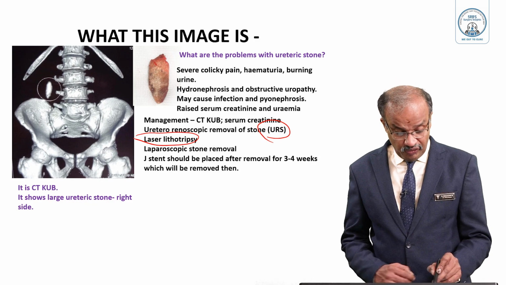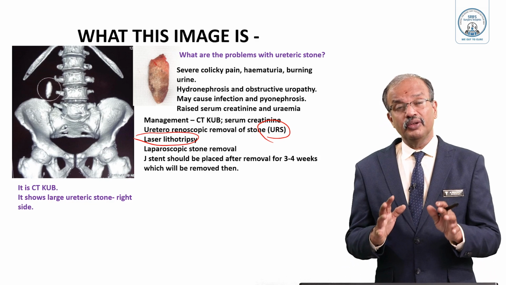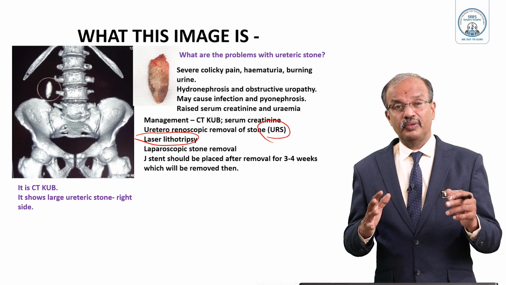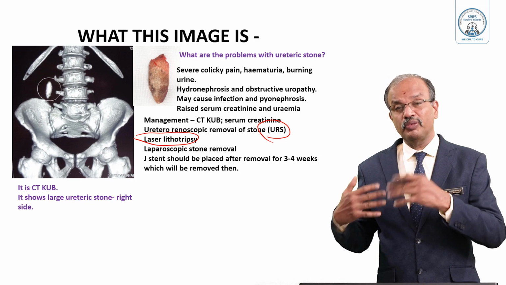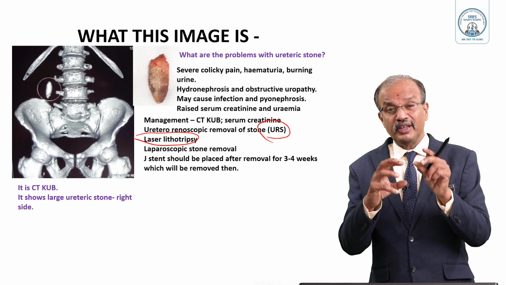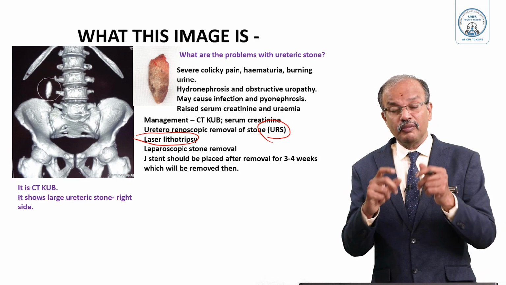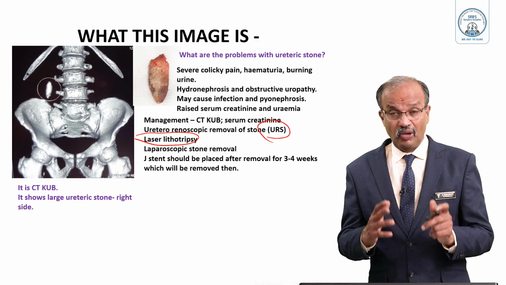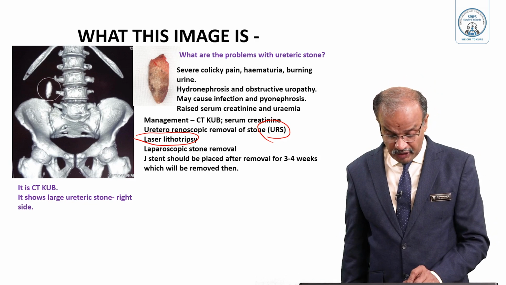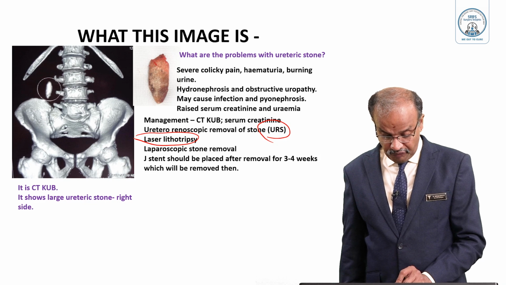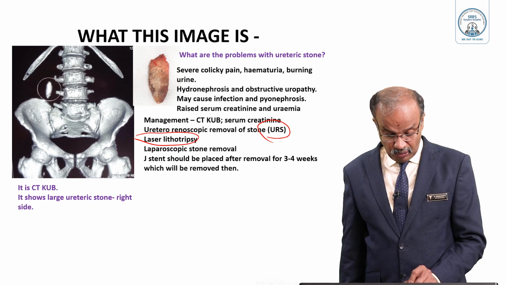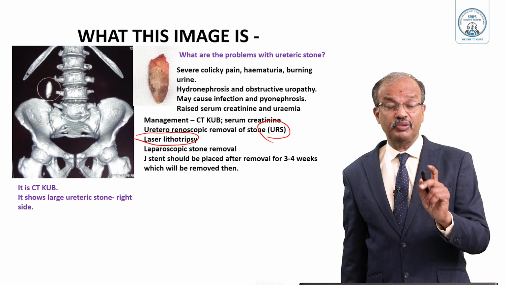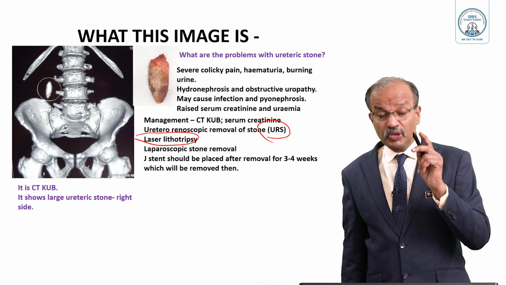Laparoscopic stone removal. So what we did in this very impacted stone, this one, was removed by the urologist through laparoscopy. Under laparoscopy, the ureter was identified after mobilizing the colon, then the ureter was opened, the stone removed, then a stent placed through laparoscopy, then the ureter sutured with 3-0 interrupted sutures, Vicryl actually, polyglactin actually. A J stent should be placed after removal of the stone and kept for 3 to 4 weeks, and it should be removed after 4 weeks.